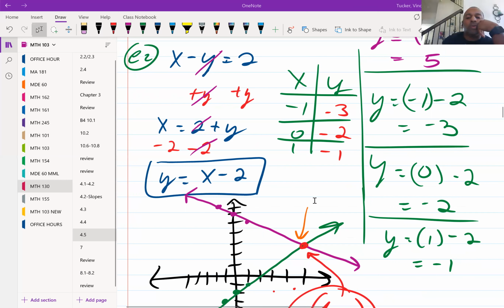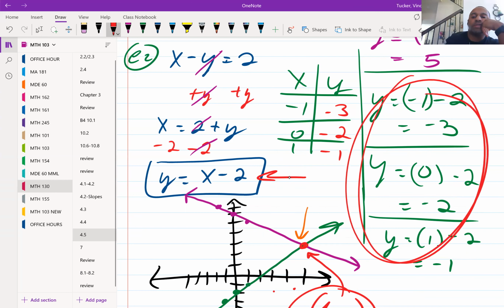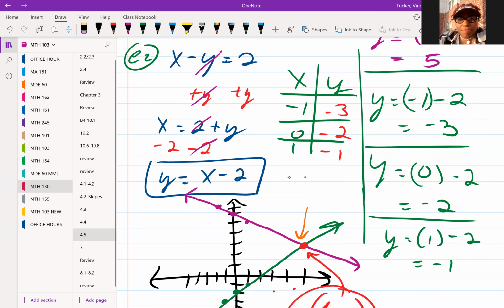All right, so once again, you choose these values right here. I chose -1, 0, and 1. Then I plug them into this equation, which is this over here. So -1 minus 2 is -3. 0 minus 2 is -2. 1 minus 2 is -1.